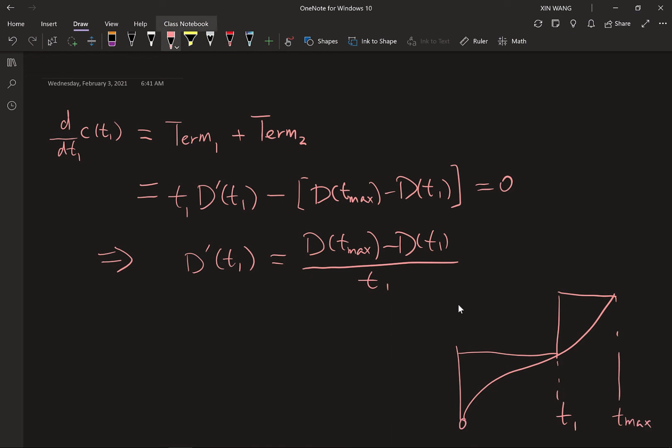The physical meaning of this expression is that d prime(t1) is the tangent line. On the right hand side, this is the gradient of this line, because this is d(t max), this is d(t1), and this is t1. So the physical meaning of the first order condition is that the gradient of the line connecting the two triangles is the same as the gradient of the tangent line at t1.